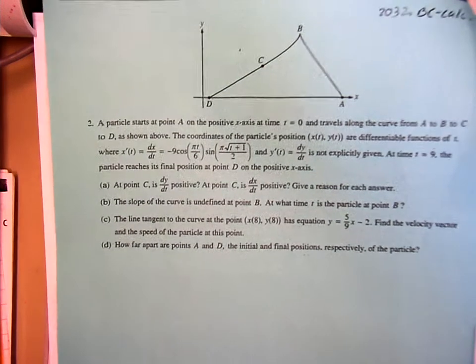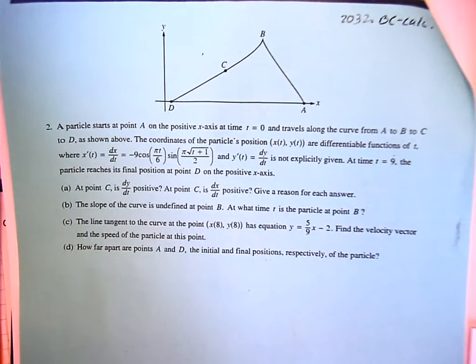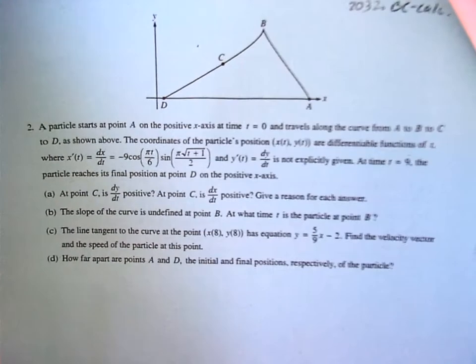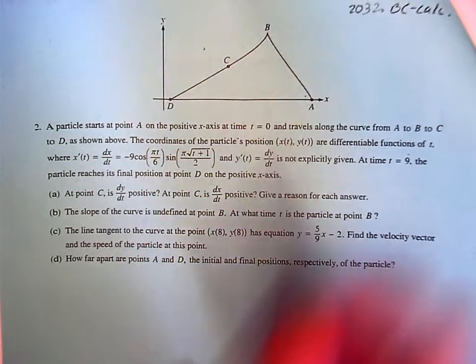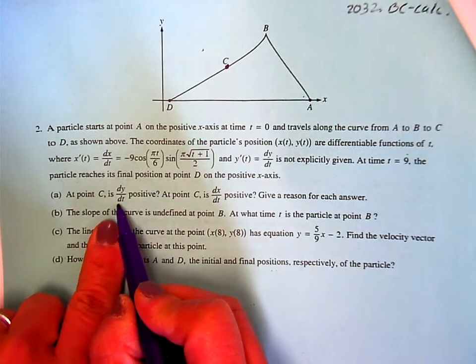Okay, this is your really parametric problem here. It's talking about a particle that's starting on point A and travels along this curve from A to B to C. So this is where it's starting. First thing it asks is at point C is dy dt positive.